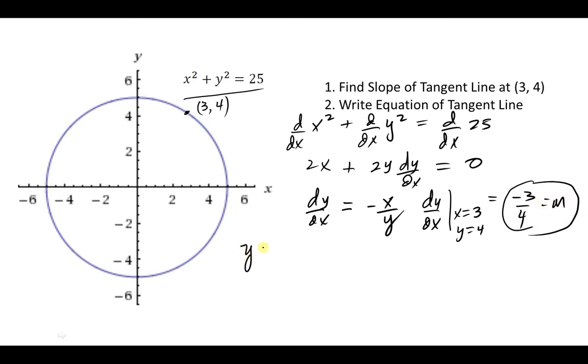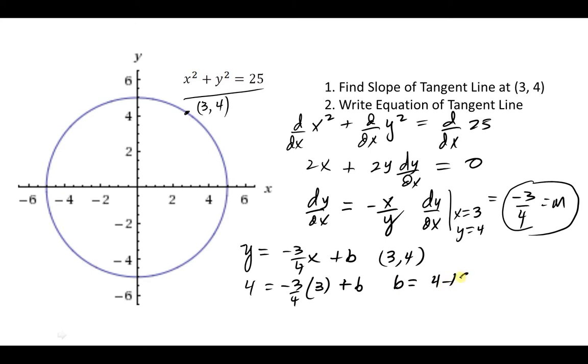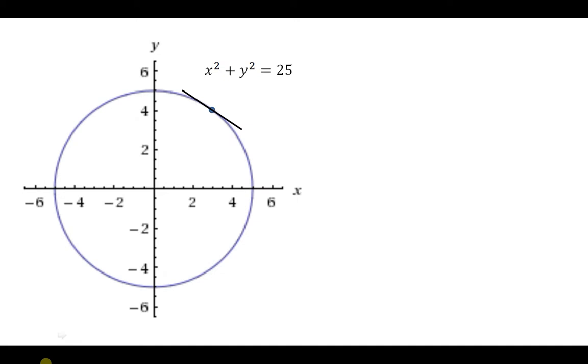So we can immediately write that y equals minus 3/4 x plus b, and we need to plug in (3, 4) to calculate what b will be. So we get 4 is minus 3/4 times 3 plus b, and you can see that b is equal to 4 plus 9/4 equals 25/4. So the equation of the tangent line is y equals minus 3/4 x plus 25/4. And on the next page, I have the tangent line graphed in, and its equation is minus 3/4 x plus 25/4.